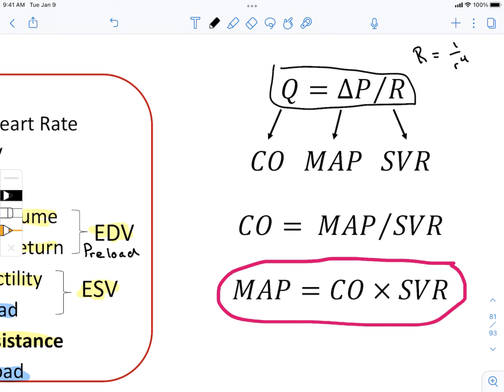Consequently, if we do some substitutions, just to put things in perspective, we can substitute cardiac output for the value of Q. Cardiac output can be used as a value for Q. I've been doing that throughout this entire lecture. You'll recall I repeatedly referred to Q total as being equal to cardiac output.